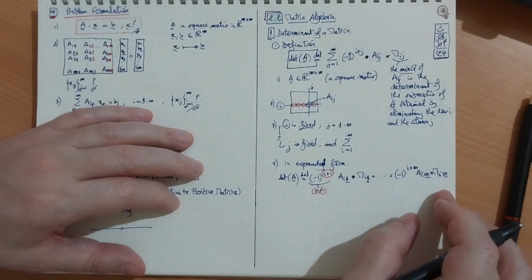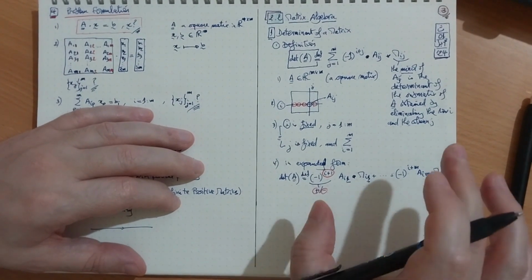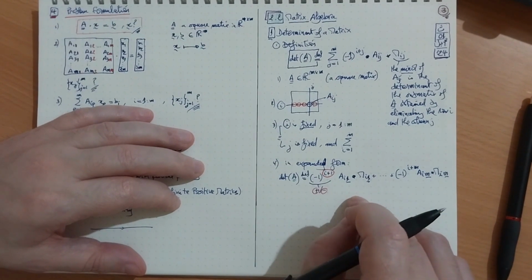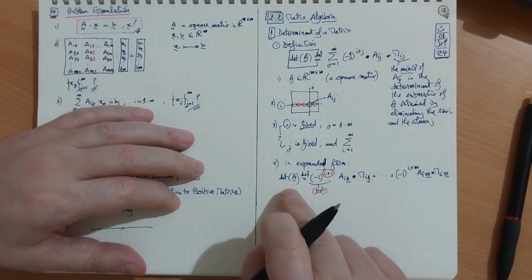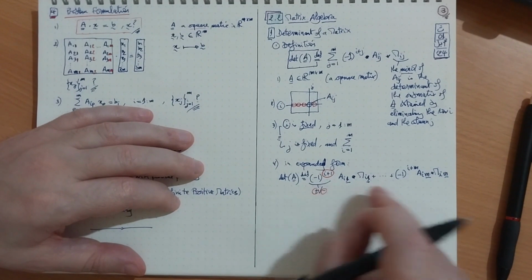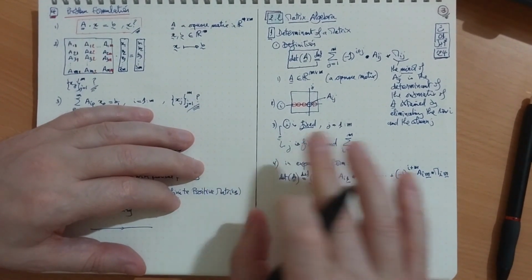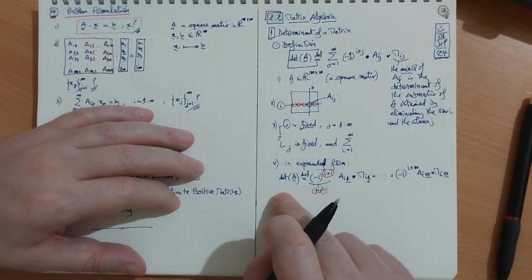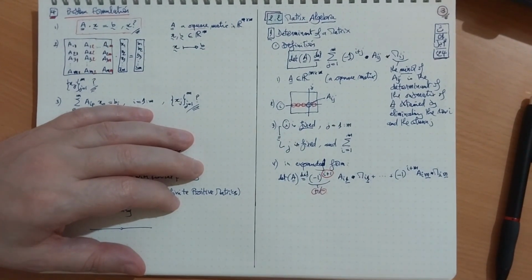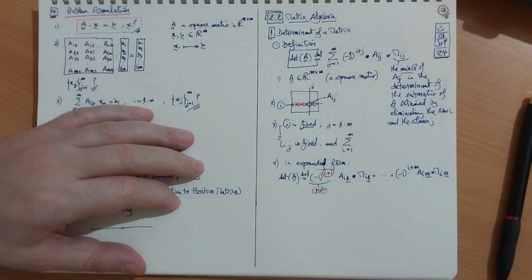So it needs a lot of calculations. This is the main disadvantage of calculating the determinant with this formula. We will see later with Gaussian elimination, it's very, very easy to calculate. So this is the formal definition. Let's see an example.